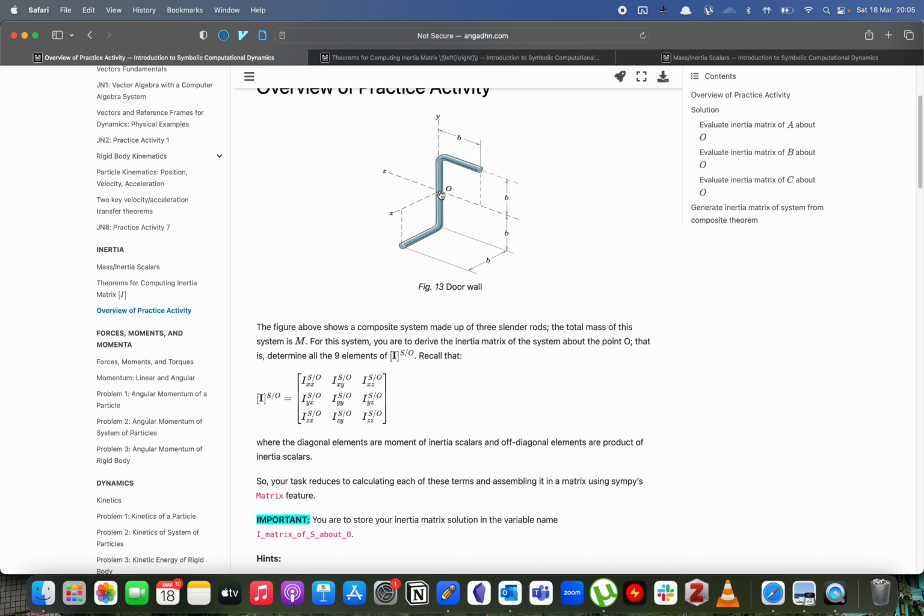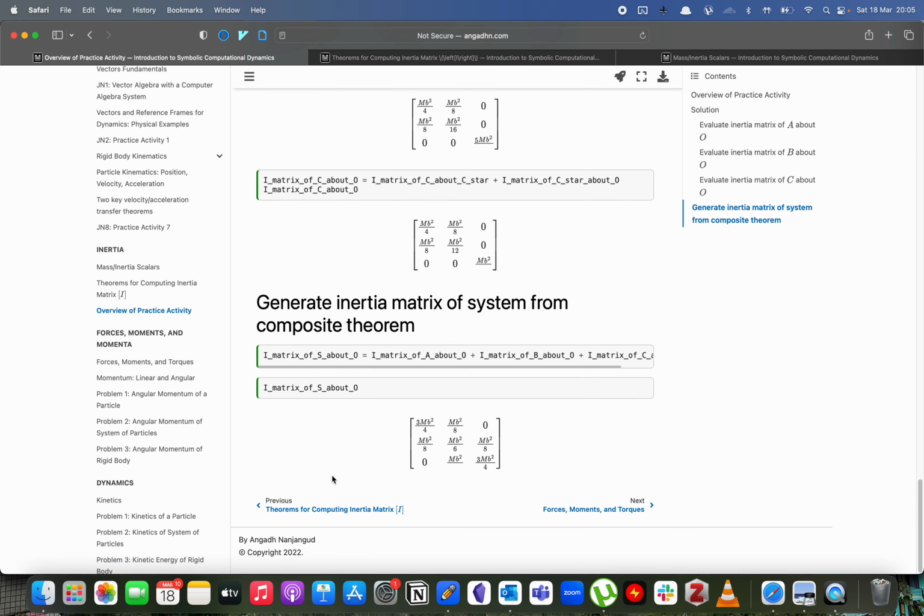Okay, and so you can see that because this is a system of 3 bodies, I would have to first break it down into finding the inertia of A about O, inertia of B about O, and then inertia of C about O, right? So if you work backwards from the solution, what you see is I print the inertia matrix of S about O, but you can see that I compute it by saying, okay, this is going to be given by the inertia matrix of A about O, then added to the inertia matrix of B about O and the inertia matrix of C about O.